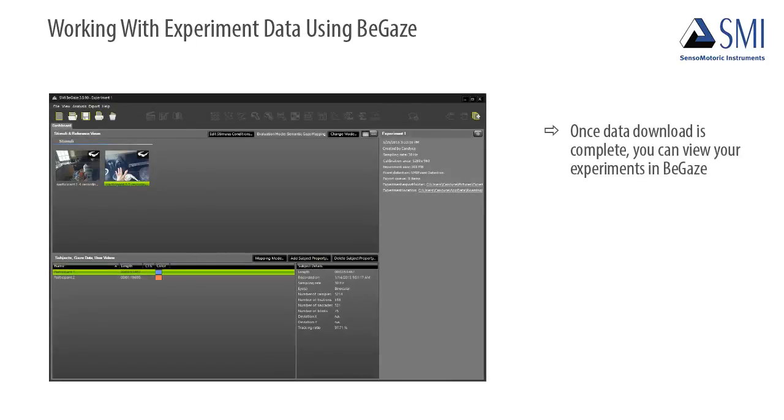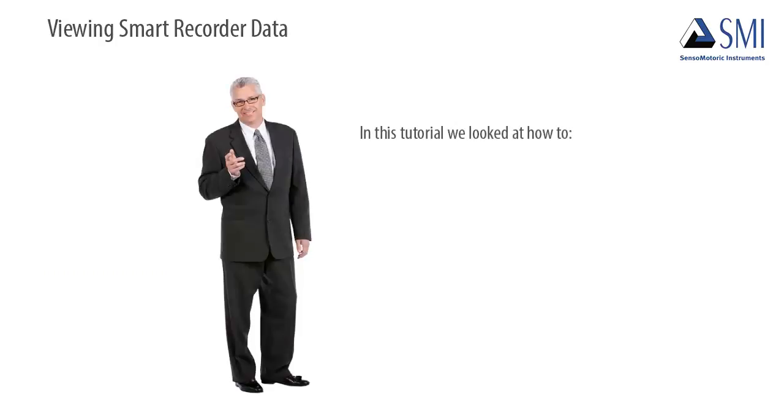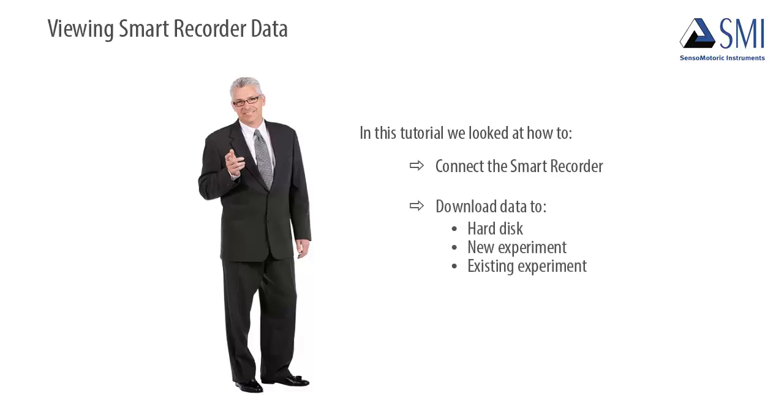Once data has been downloaded, you can view your experiments in BGAZE. Double-click the thumbnail image to work with the experiment data. In this tutorial, we looked at how to connect the SmartRecorder and the PC, to download data to the hard disk or into a new or existing experiment, and also how to view data within BGAZE.